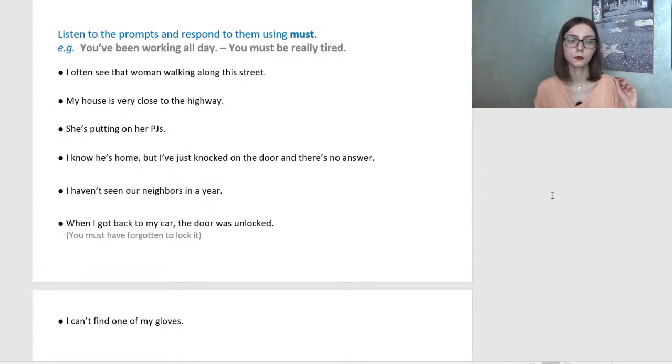We have a situation and we make an assumption based on this situation and we use must. So the first one, I often see that woman walking along the street. So let's imagine someone says, you know, I often see this woman walking along the street. Let's make an assumption together. Let's try to use must. Let's practice that we are certain about something, okay? So do you have any ideas here? You can share them.